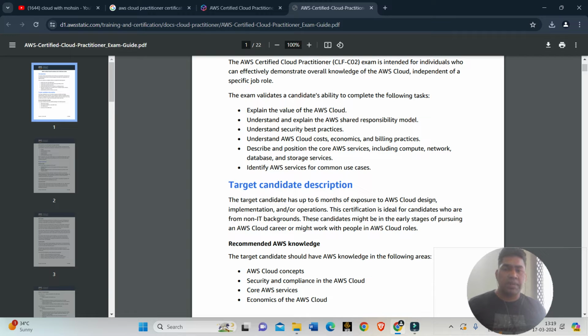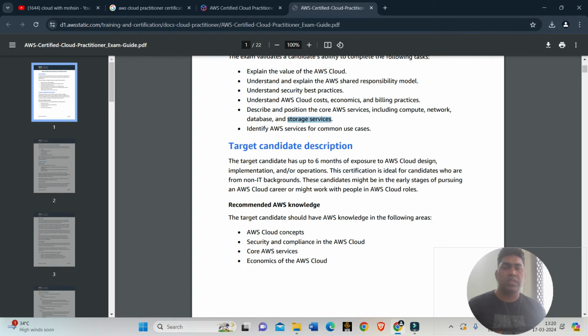Then, describe and position the core AWS services, including compute, network, database, and storage services. On my YouTube channel, I have already covered the core AWS services. For compute, we have EC2, Amazon Elastic Compute Cloud, and Lambda. For network, we have VPC. For databases, we have Relational Database Service. And for storage, we have Elastic Block Store, S3, EFS, and lots of other things. So this exam will also validate whether we are aware of these services.